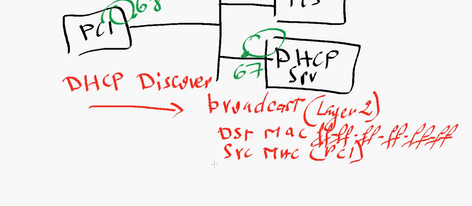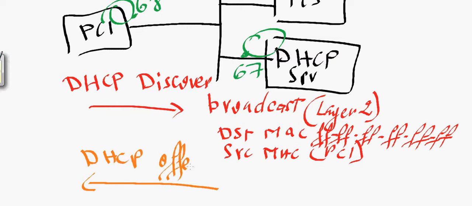Now who's going to reply? Of course, if there is an eventual DHCP server available, that DHCP server understands the message, DHCP Discover, and then it will say, hey, I'm here. It will send, let me just use a different color here. So the DHCP server will reply by sending a DHCP offer message.